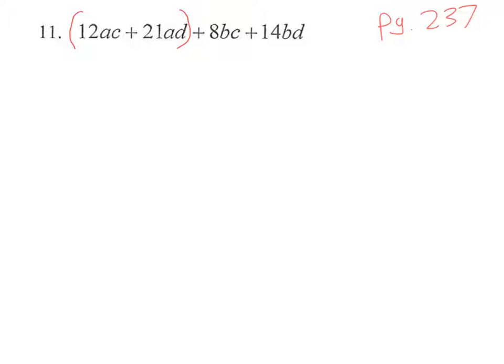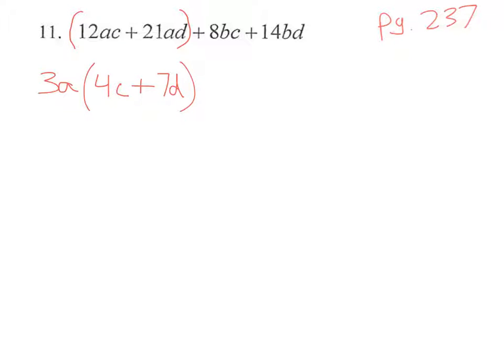So for 12 and 21, we said that was 3. And then they both have an A, so we'll factor the A out. The C and the D are different, so we'll leave that. So 3A gets factored out. And what we're left with, 3 times 4 is 12. And then A I already took out, but that's left with a C there. Plus 3 times 7 is 21. I already took out A, so I'm left with the D. So 3A parentheses 4C plus 7D.